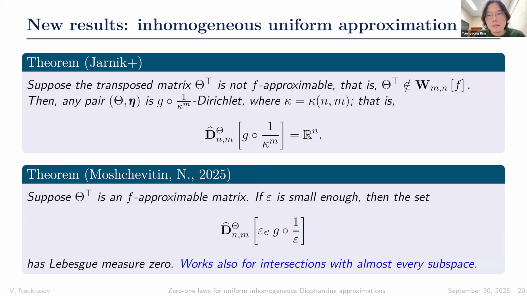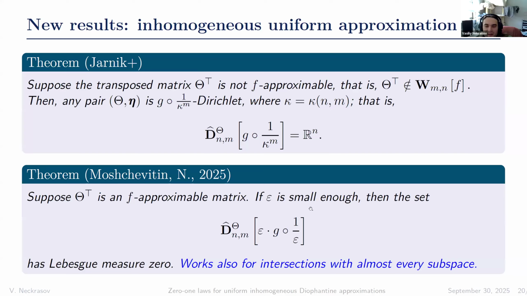Okay, yeah, so I have one question. You said that this is a 0-1 law. Does this imply that for a fixed approximation function G, if we consider the measure of the Dirichlet improvable vectors for G, the measure has to be 0 or 1, right? Or not?